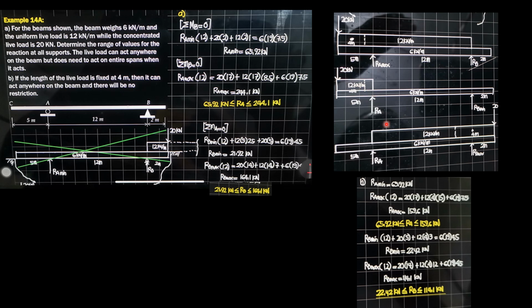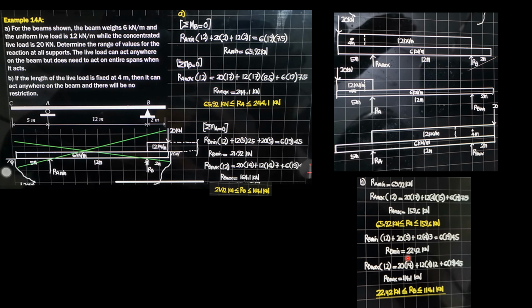So summation moment about A equals 0, RB minimum times 12 plus 20, the moment arm is still 5, then plus 12 times 4, so the moment arm of this 4 meter length live load is 3 meters only, then equals moment of the dead load 6 times 19 times 4.5. So solving for RB minimum, it is 22.42 kilonewtons.